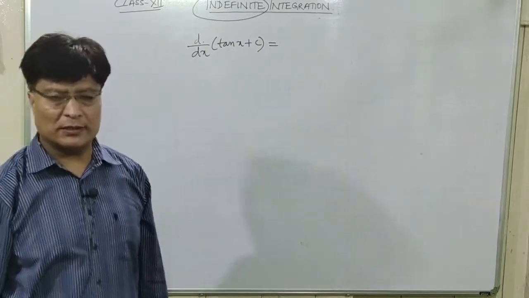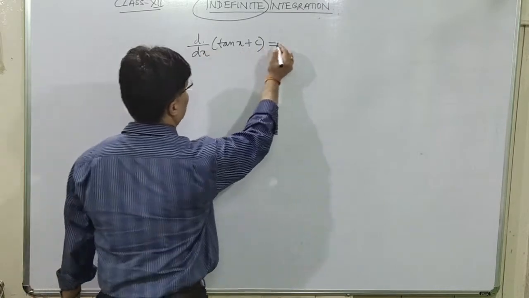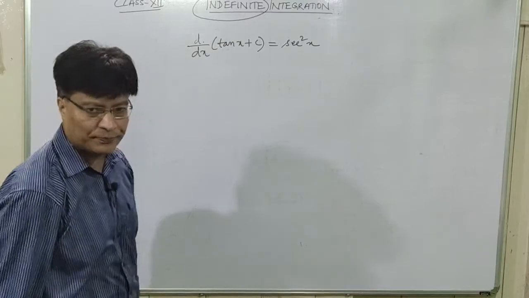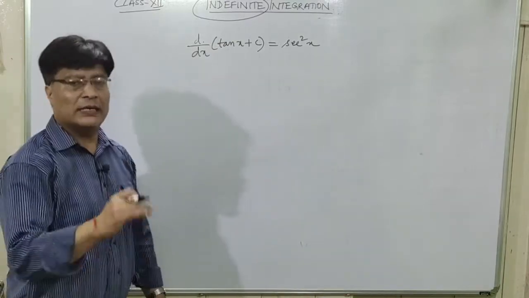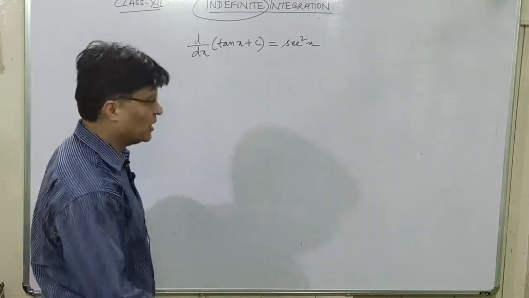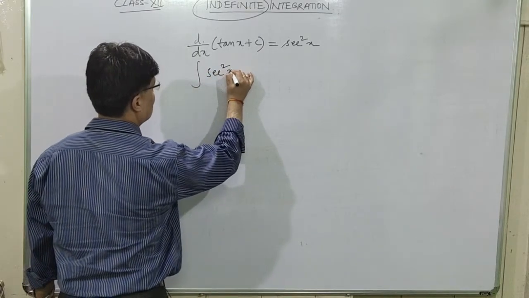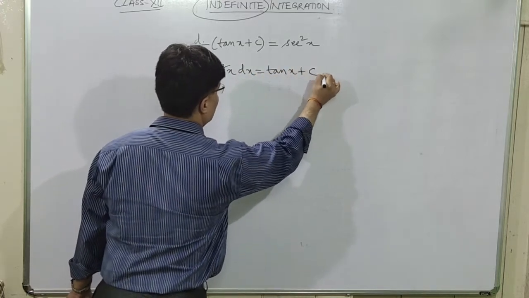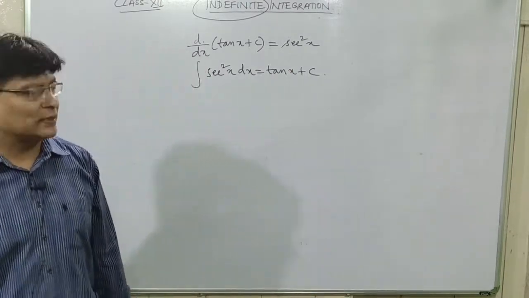So can you tell me what is the differentiation of tan x plus c with respect to x? dy dx of tan x is what? Sec square x, and dy dx of c is 0. So 0 you don't have to write it. So यसलाई रिभर्स वेमा हामी कसरी भन्छौं? Integration of sec square x with respect to x is what? Tan x plus c. So यसलाई रिभर्स वेमा कसरी लेख्छौं? Integration of sec square x dx is equal to what? It is tan x plus c. So I think you have understood it.